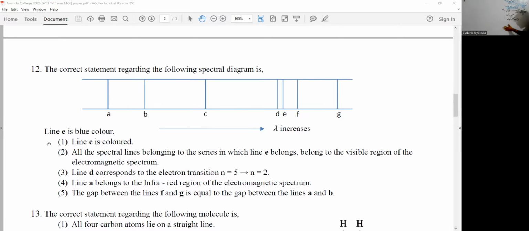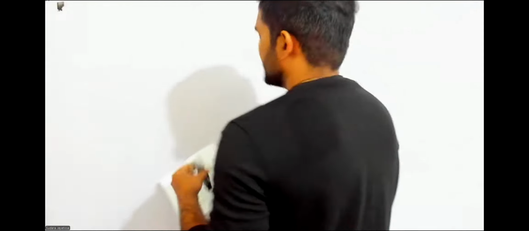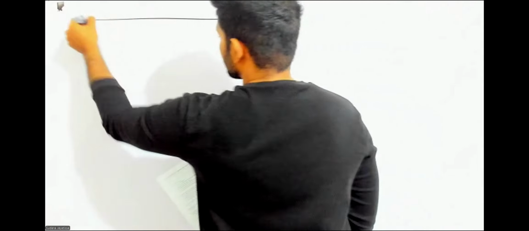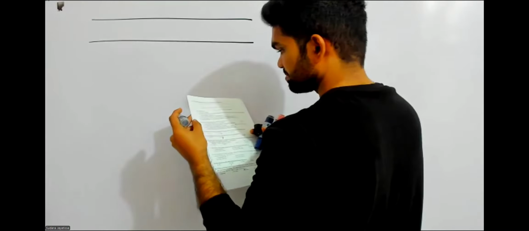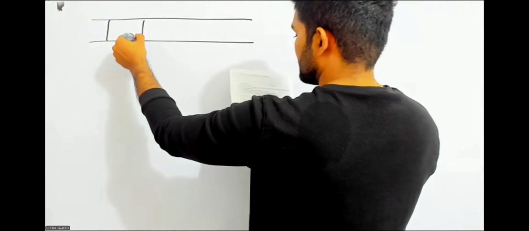The 12th question is from the hydrogen emission spectrum. You can see spectral lines are given. In one direction, it says lambda increases, and it says the E line is blue color, so that means it is in the visible region. I'll put the same diagram on the board and discuss. This is the chart, A, B, and C.